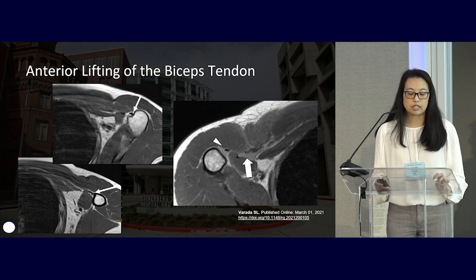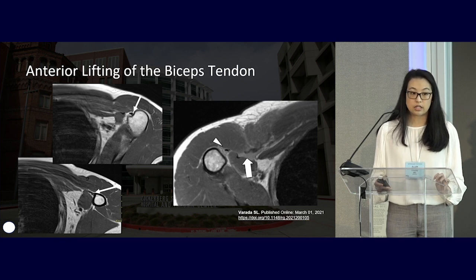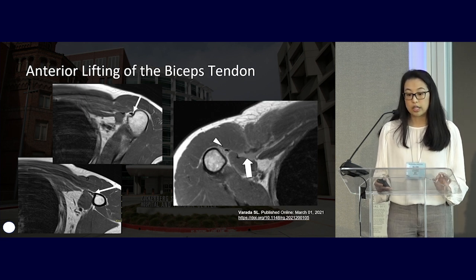On the left, on these images, you can see that in the presence of an intact pectoralis major, the biceps tendon is appropriately positioned closely opposed to the underlying humerus. On the image on the right, you can see in the setting of a full thickness pectoralis major tear that there is anterior uplifting of the biceps tendon.